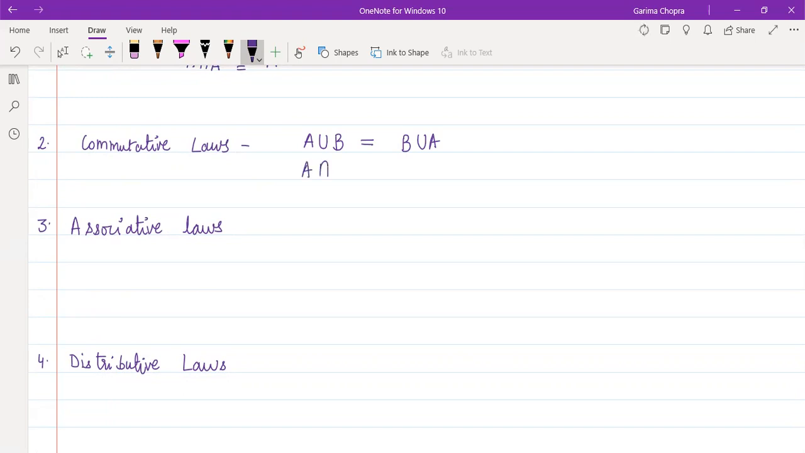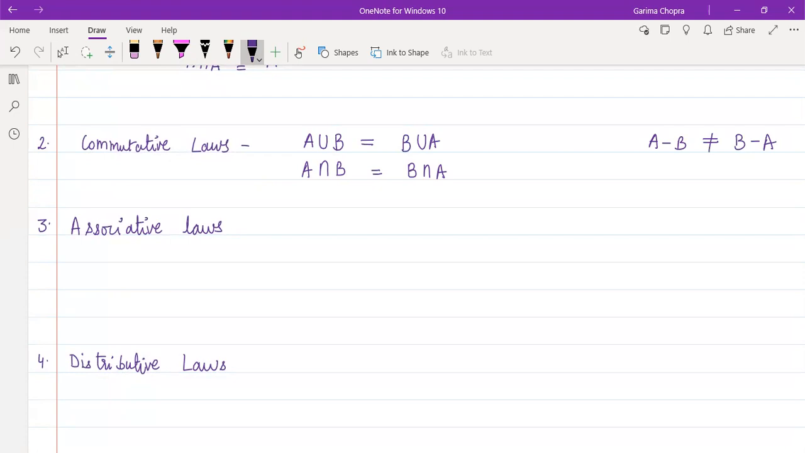If we find A intersection B and B intersection A, then again the left hand side and right hand side will give the same set. But this commutative law is not valid for the difference operation. A difference B is not equal to B difference A. This we have already discussed when we were discussing the concept of difference of sets. So these two are the commutative laws, satisfied for the union and intersection operation.